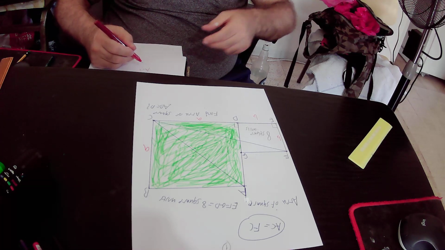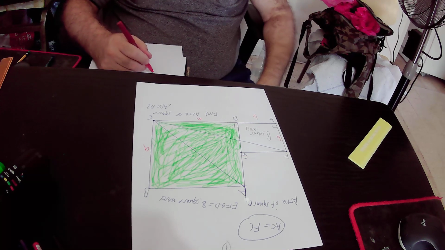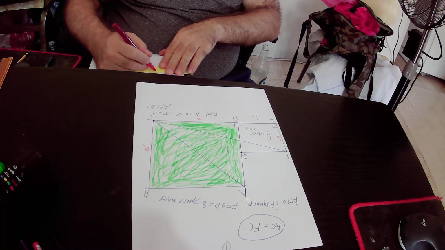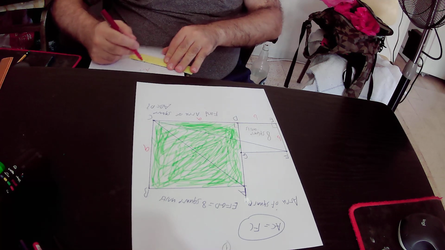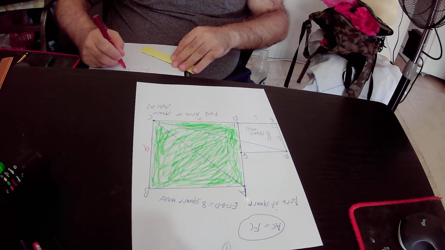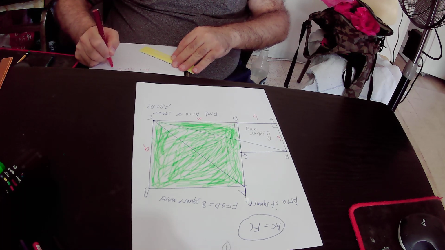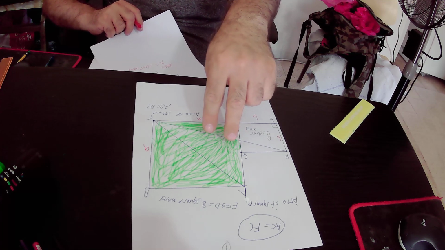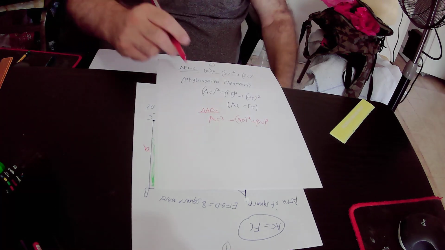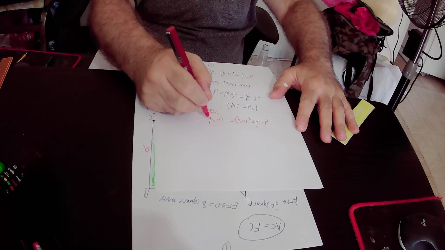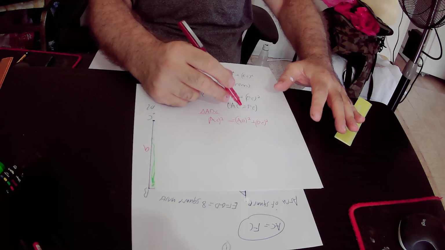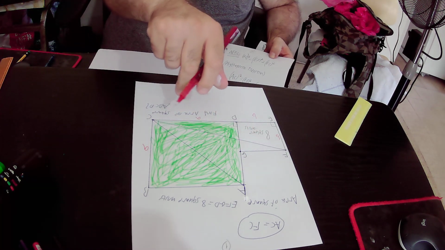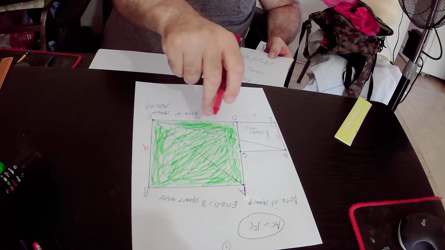In the right green triangle ADC, the square of the hypotenuse, that is AC square, equals AD square plus DC square, that is the sum of the squares of the perpendiculars. AD is a perpendicular of triangle ADC, and DC also is a perpendicular of triangle ADC.